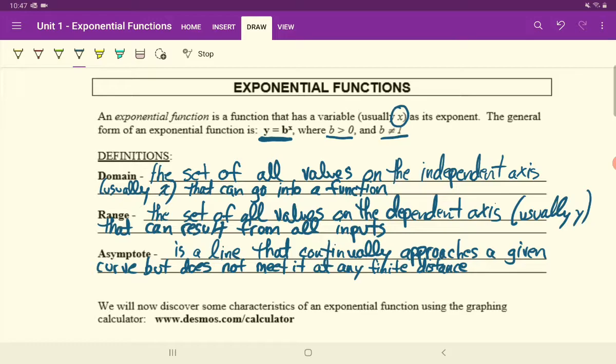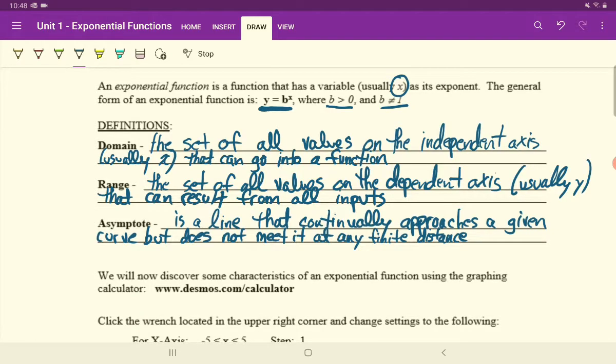Some definitions and some recap. Remember, we're going to be doing domain and range again in this lesson as we learn about some of these properties in exponential functions. The domain is the set of all values on the independent axis, which is usually our x-axis. Again, you could use any letter, but in math, we most of the time use x. So all of the values of x that can go into a particular function is the definition of domain.